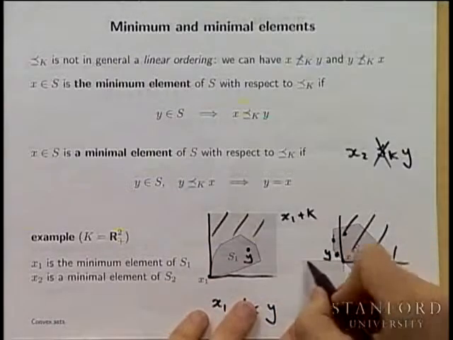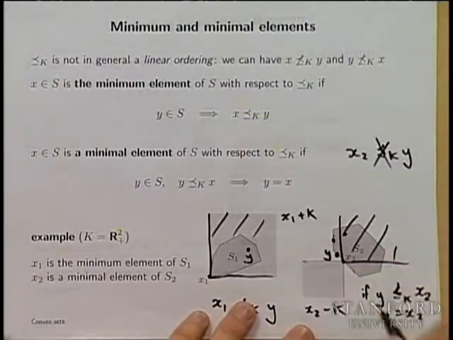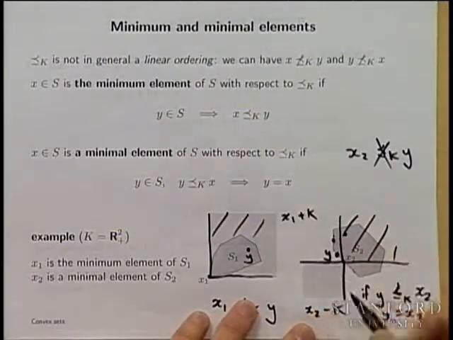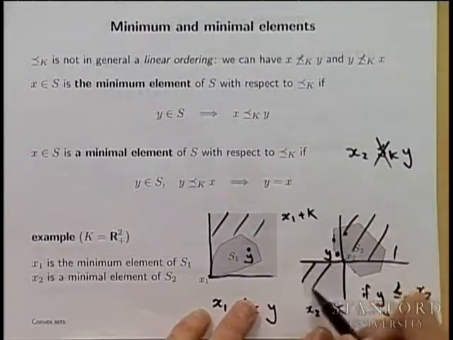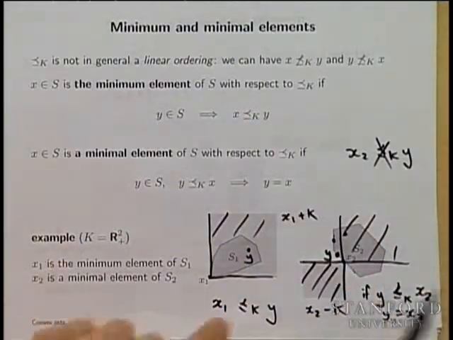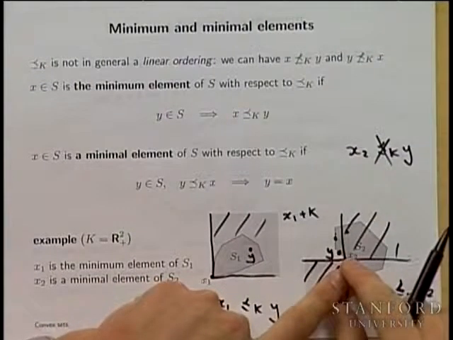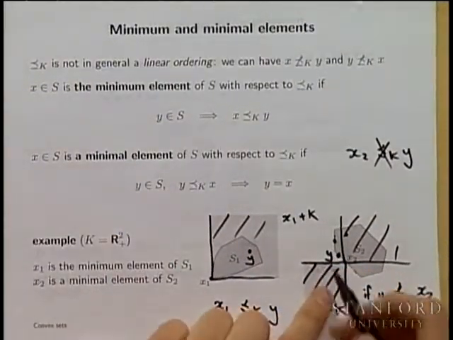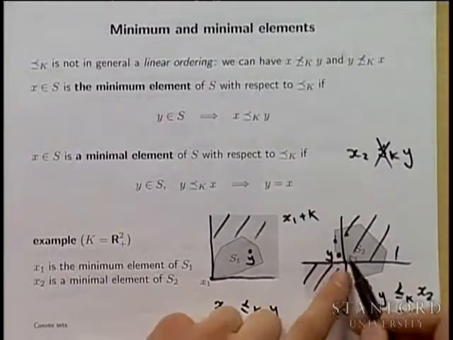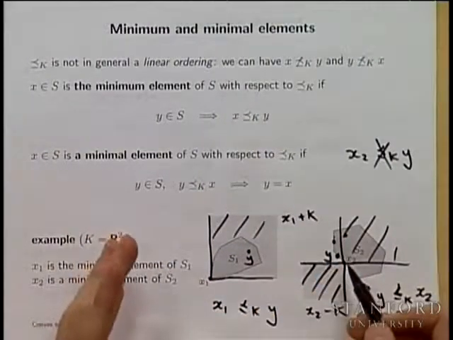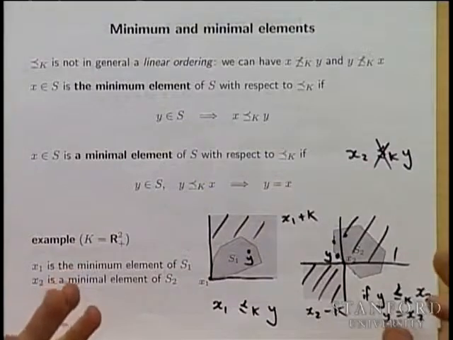But what I can say is I can form this other set, x2 minus k. This is the set of points that are unambiguously less than x2. Any point in here, I can say with full authority, is a point that's less than x2. Because there are no points inside the set S2 that are unambiguously less, I can describe x2 as being a minimal element. It's slightly confusing terminology, but here's how it goes. A minimum is something where you cannot, under any circumstances, claim that there's a better point. It's definitely better.